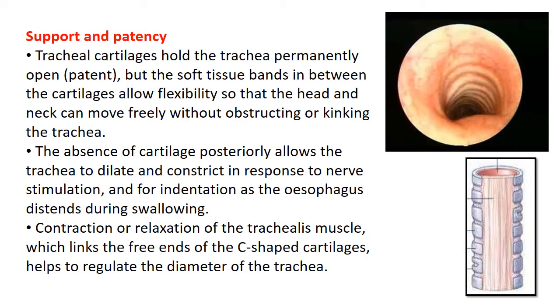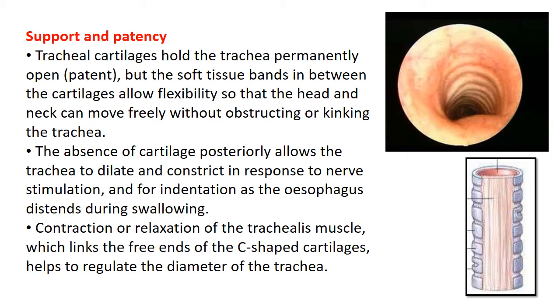Now the first function, that is support and patency. There is tracheal cartilage, or we can say C-shaped cartilage. It is very helpful and it holds the trachea permanently open. Also there is the soft tissue band in between the cartilages. It allows flexibility of the head and the neck. So we can move our neck and head freely without any obstruction to the trachea.